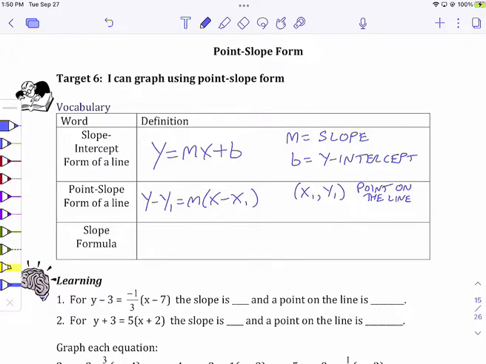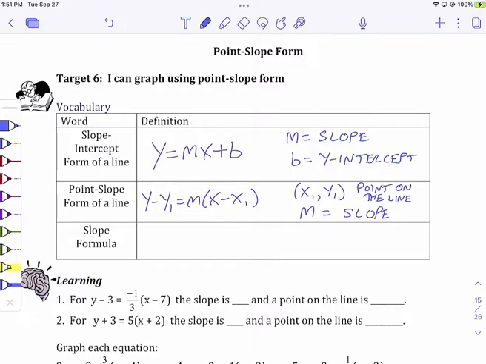So in slope-intercept form, the y-intercept is a specific point on the line. In point slope form, the x1, y1 is any point on the line, anywhere. So nothing special about it. And then m is, of course, still slope. And that's why it's called point slope form, because those are the inputs.